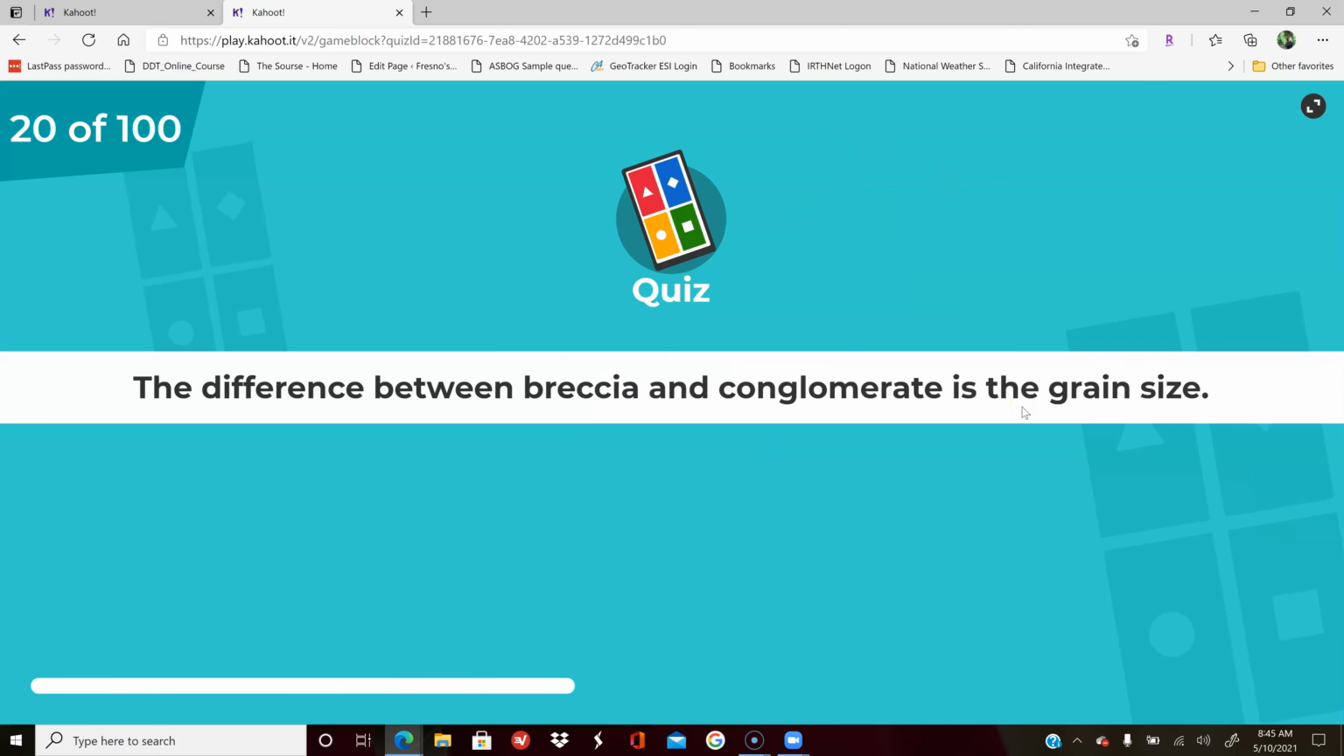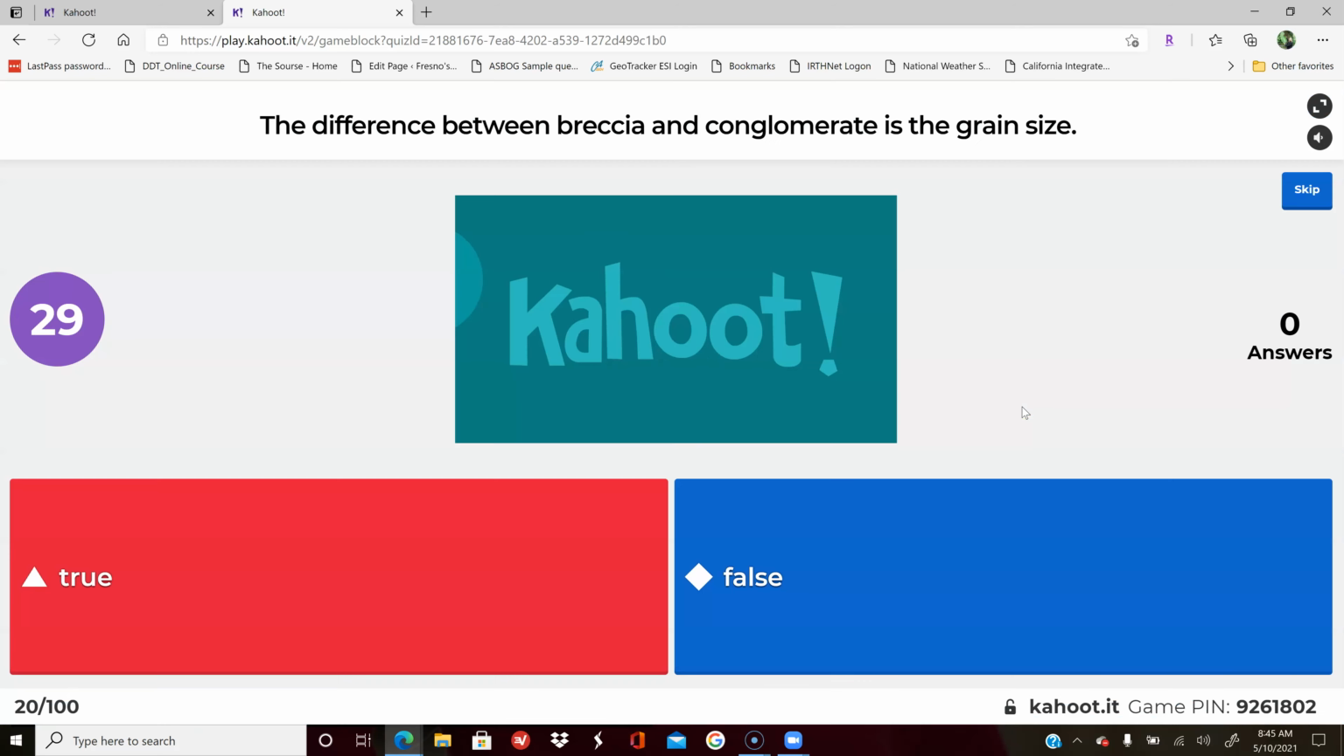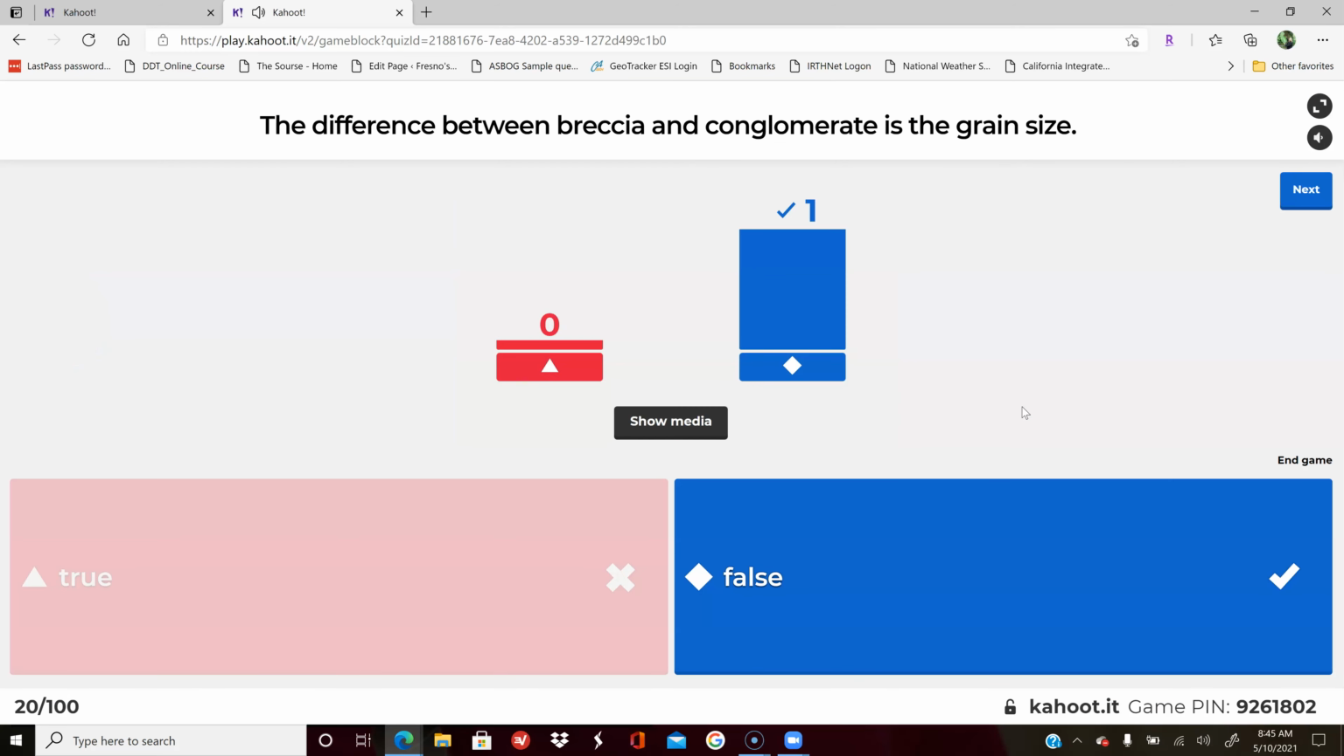The difference between breccia and conglomerate is grain size. This is false. The difference between a breccia and a conglomerate is not the grain size, it is the rounding of the grain. So in a conglomerate, the pebbles or the cobbles in the rock are rounded, and in a breccia, they are angular. Okay, so it's the angularity rounding that is different between the two.